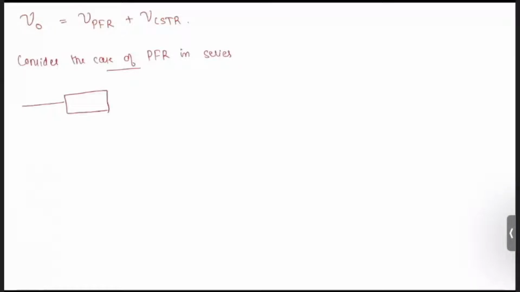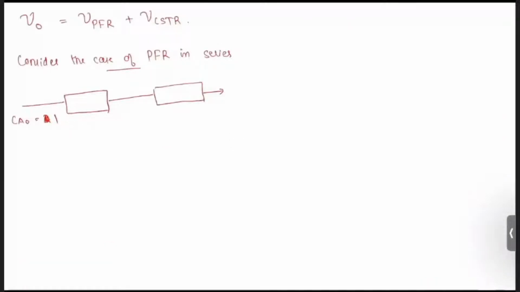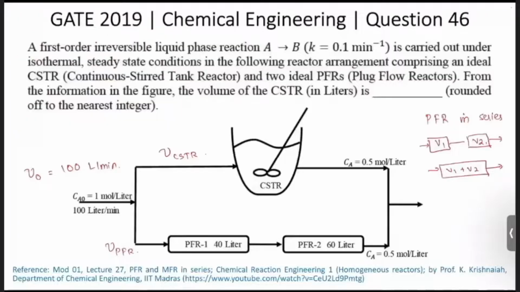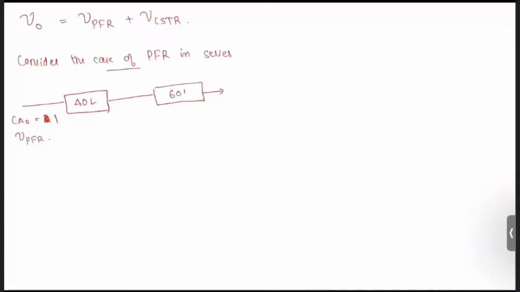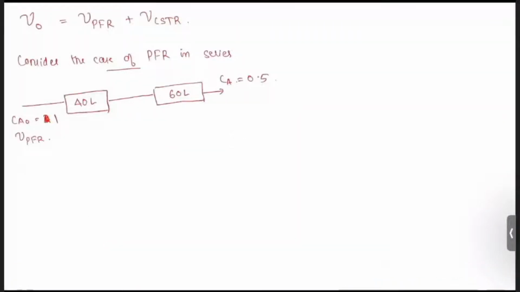So we have two PFRs like this, and it is given that the initial concentration CA0 is 1, and the flow rate is nu PFR. The volume of the first PFR is 40 and the second PFR is 60 liters. Let's say CA is the final concentration here, and CA is given as 0.5. We can redraw this like this. So this will be CA0, which is 1, and the flow rate nu PFR, and the volume will be 40 plus 60, which is 100 liters, and the final concentration CA is 0.5.